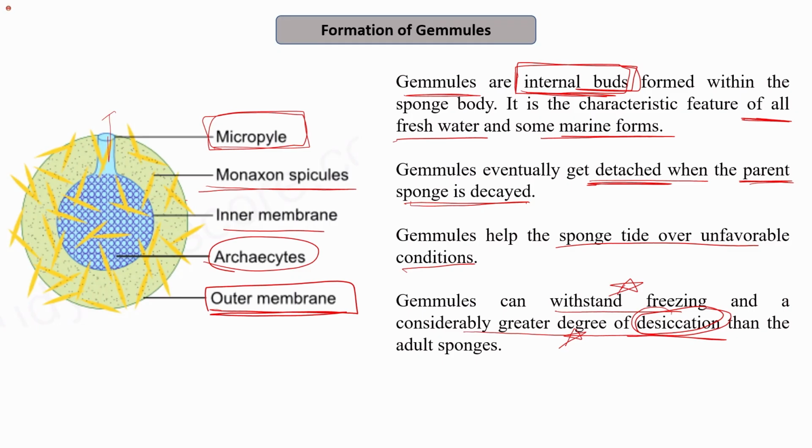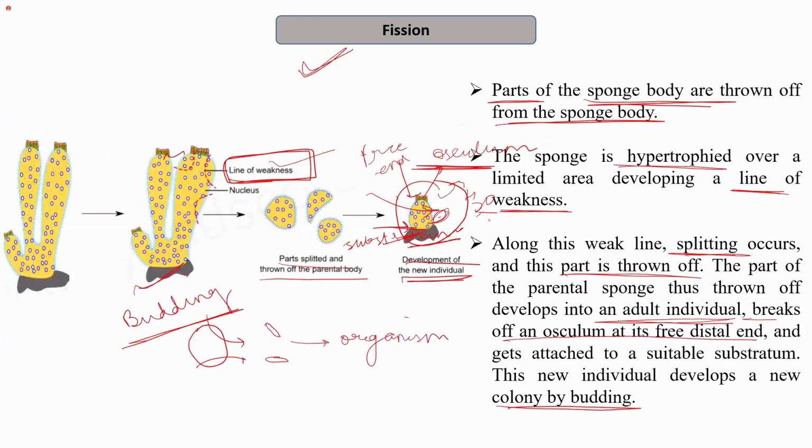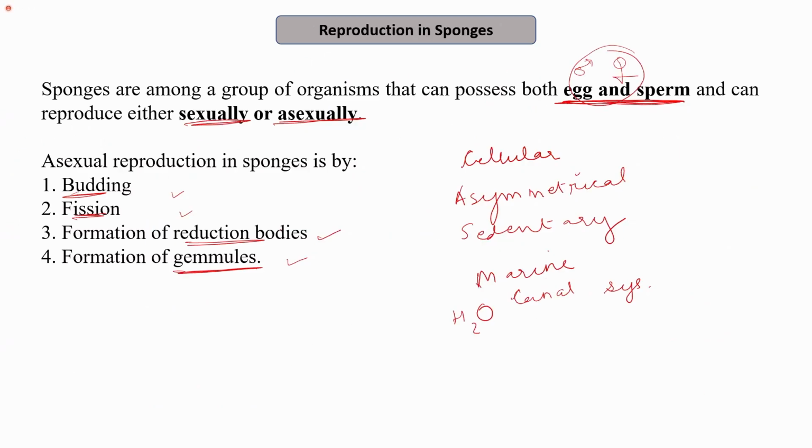We see different modes of asexual reproduction in sponges. What are the different modes? Budding and fission, which take place during favorable conditions, where a protrusion happens and grows in size, leading to the formation of a new organism. In fission, a line of weakness forms, leading to the splitting of the structure. These structures develop into a new complete sponge attached to the substratum. And by the process of budding, it may lead to the formation of colonies.